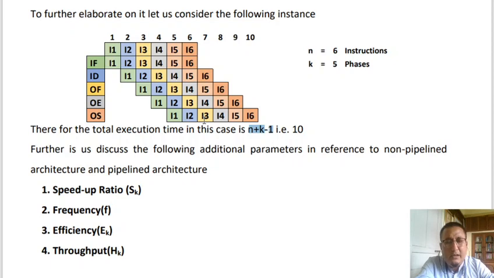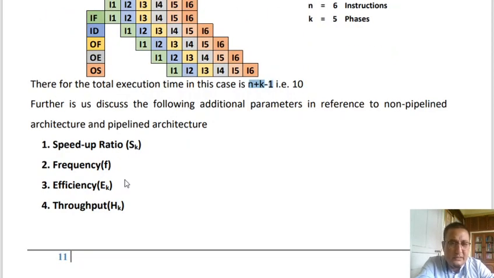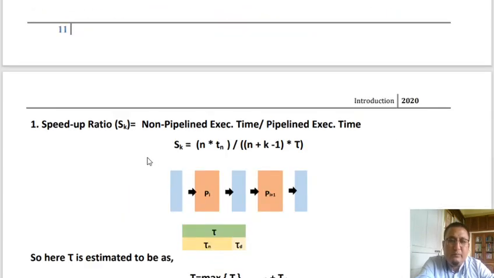Now to further elaborate on pipelined and non-pipelined architecture, we'll take into consideration 4 important characteristics: the speedup ratio, frequency, efficiency, and throughput. Let us start with the speedup ratio. What is speedup ratio? Speedup ratio is the ratio of execution time in a non-pipelined architecture to execution time in a pipelined architecture. So speedup ratio S of k is represented as non-pipelined execution time divided by pipelined execution time.